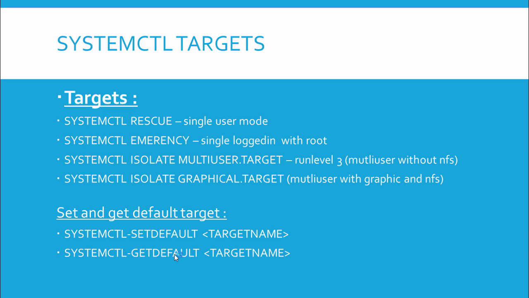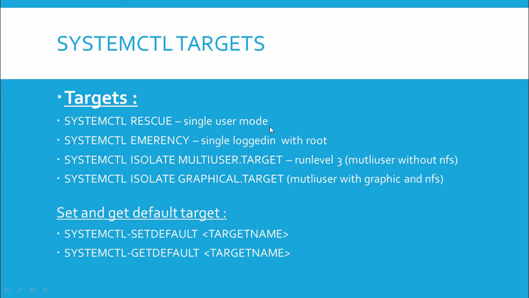Now here, your Red Hat 6 init levels are completely changed into targets, and the target can be set by using the systemctl service. So we don't have init levels anymore. We have targets in Red Hat 7. Here we can see there are only 4 targets, whereas with run levels we had 7 run levels.